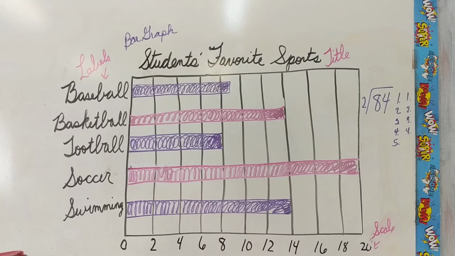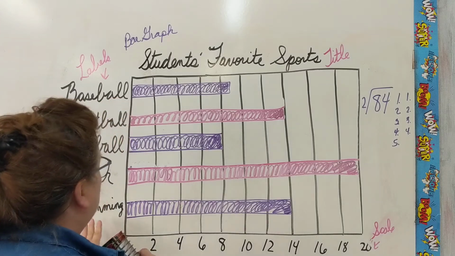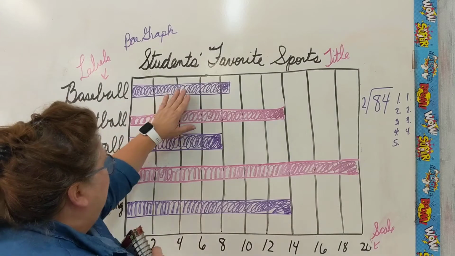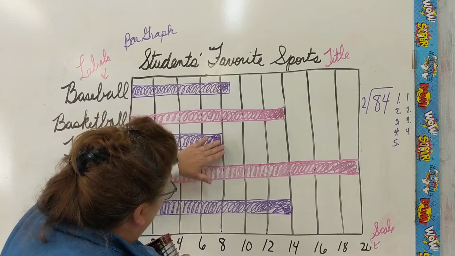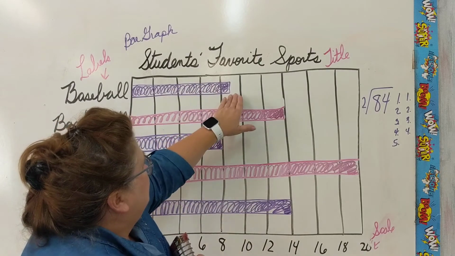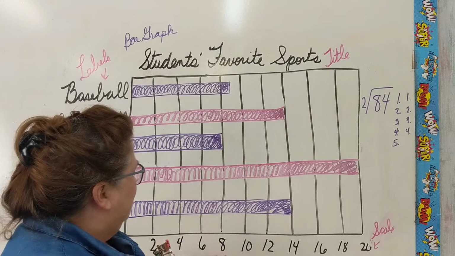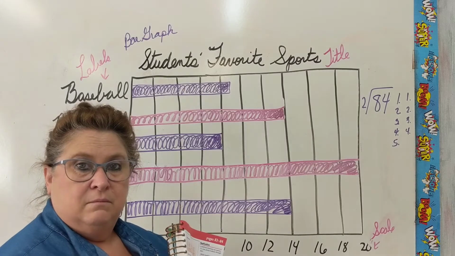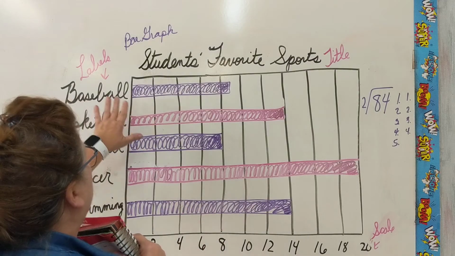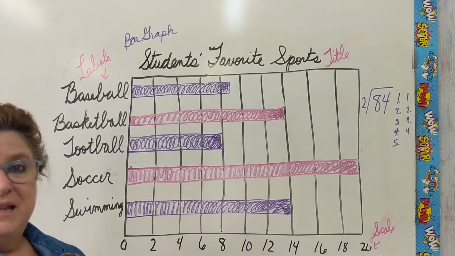So this bar graph is telling me that how many students liked baseball? Here's our label, baseball. It's our favorite sport. So if we follow this line down, it comes to 8. The next line is 10, but it doesn't go all the way to 10. So what number comes between 8 and 10? Of course, 9. So this bar graph tells us that 9 students' favorite sport is baseball.